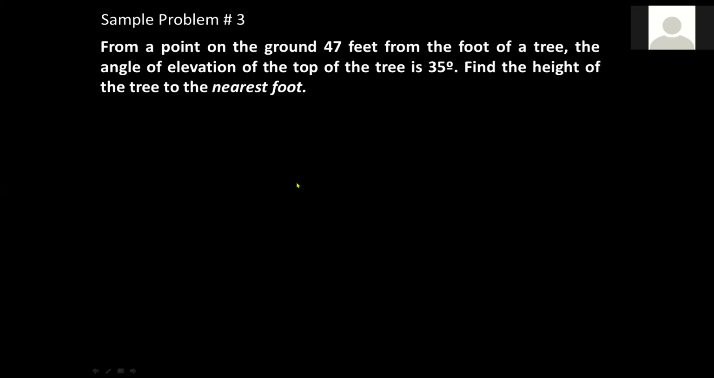So, the answer is rounded to the nearest foot, okay? That means it's a whole number. But let me read it again. From a point on the ground, 47 feet from the foot of a tree, the angle of elevation of the top of the tree is 35 degrees. Find the height of the tree to the nearest foot.